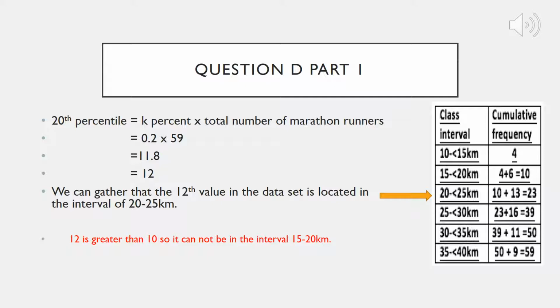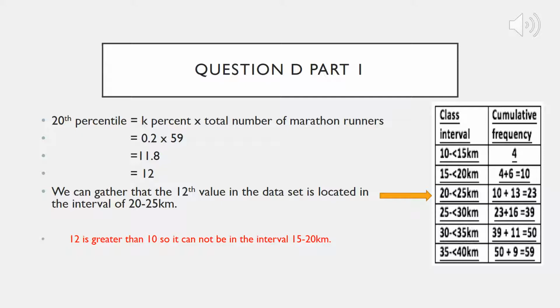To find the number of marathon runners that were in the race, we are going to refer back to the cumulative frequency table, where we see the total number of marathon runners is equal to 59. Now that we have 20% in its fraction form, we can multiply it by the total number of marathon runners, and we're going to write it as the 20th percentile equals k times the total number of marathon runners, where k equals 0.2 and the total number of marathon runners equals 59.